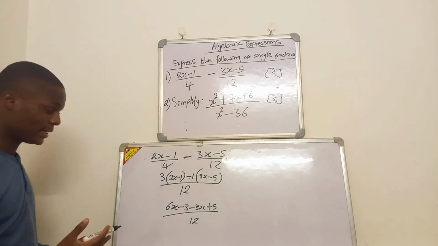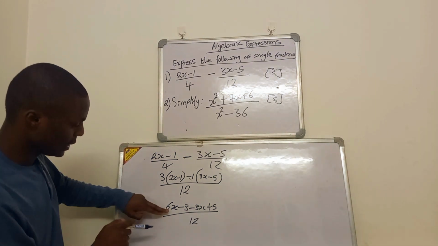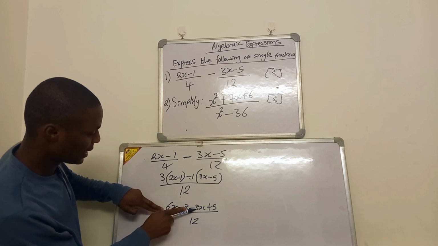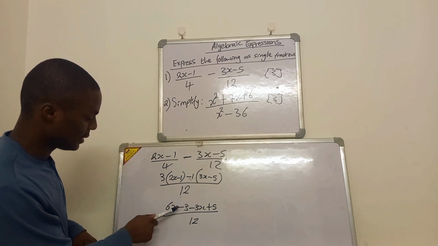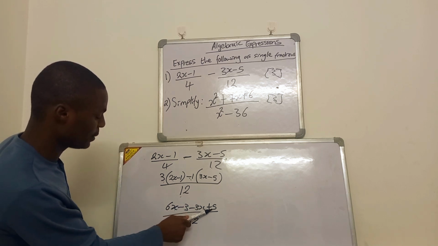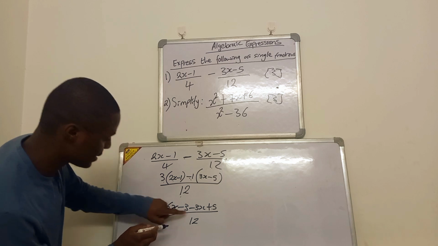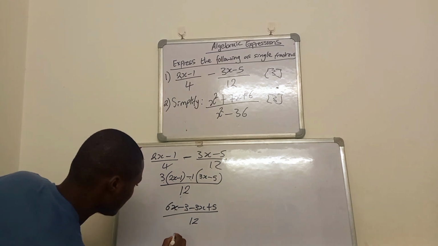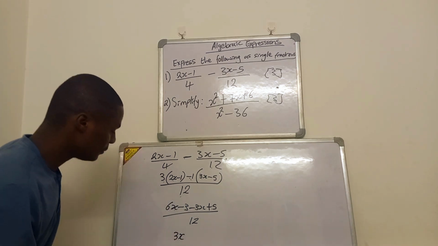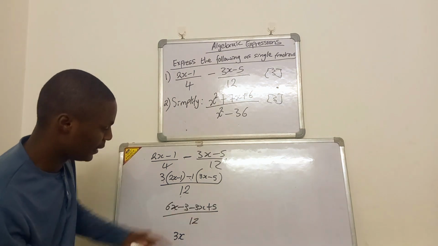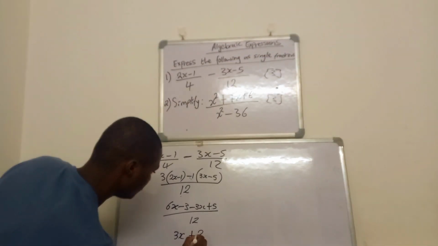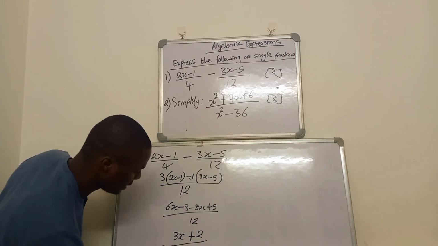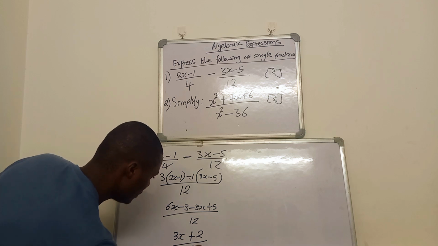Now group your like terms and simplify. So let's take 6x and minus 3x, and let's take minus 3 and plus 5. So 6x minus 3x, that's 3x. Minus 3 plus 5, that's plus 2. You maintain your denominator, that's 12.